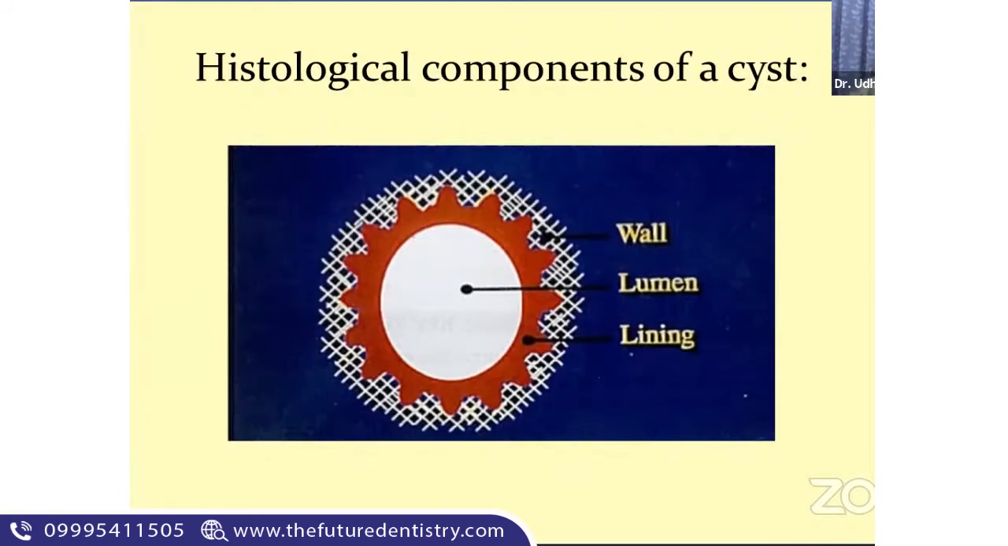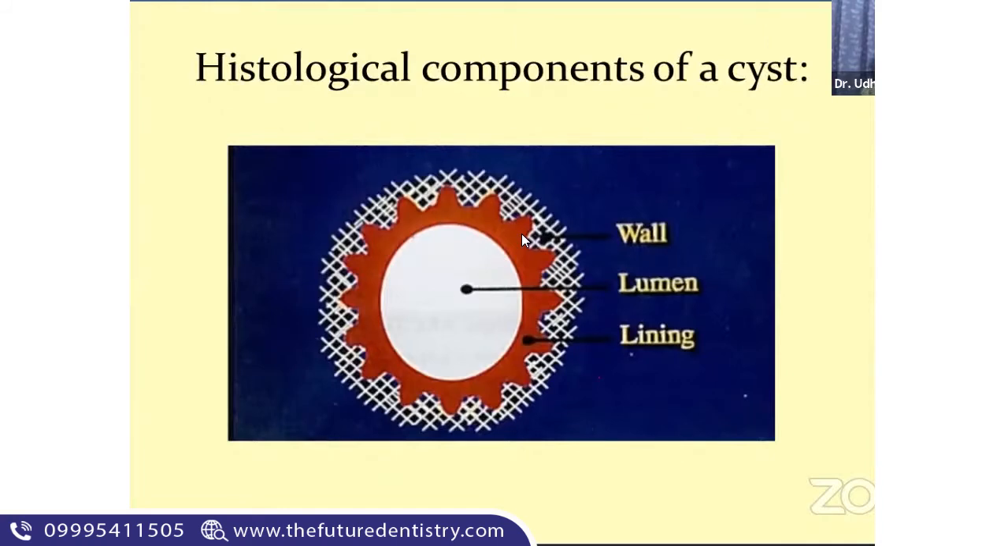Okay, so here you have the lumen. This is the lumen, or the empty space, which is filled with fluid. This fluid is lined by an epithelial layer. That is called the lining. And then you have a capsule which comprises of connective tissue, which delineates the outlines of the cyst. So these are your histological components of a cyst.